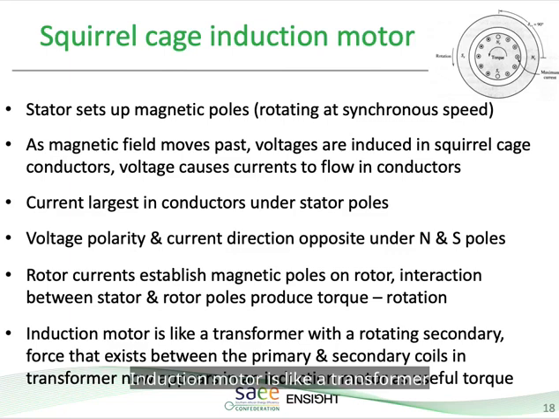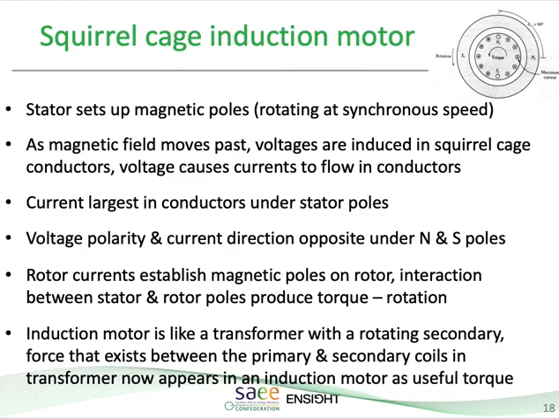An induction motor is like a transformer with a rotating secondary. The force that exists between the primary and secondary coils in the transformer now appears in an induction motor as useful torque. Remember, a rotating magnetic field, as in a synchronous motor, also forms the basic operating principle of an asynchronous induction motor. However, instead of the rotor being constructed from permanent magnet material, the induction motor has a rotor constructed only from conductive materials.